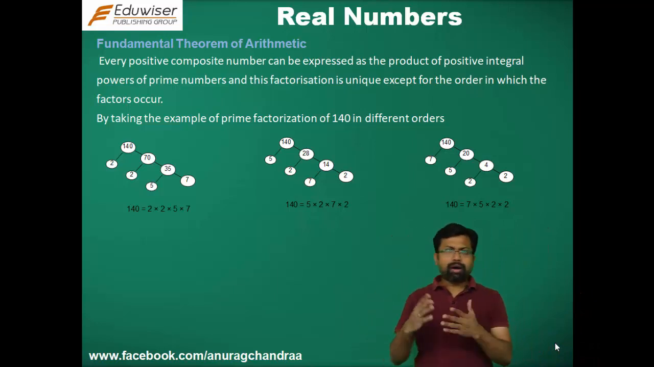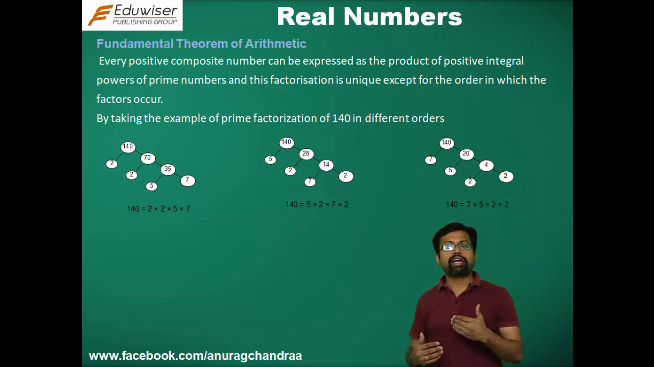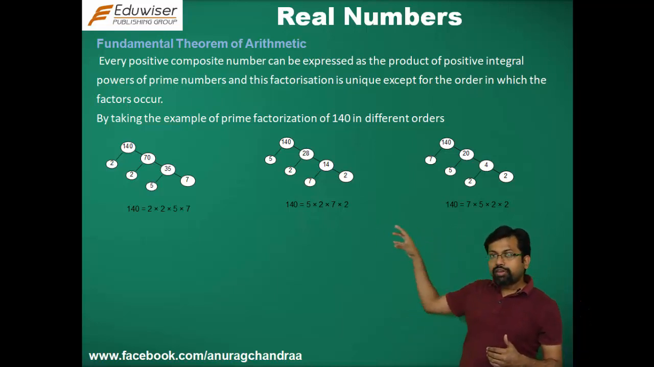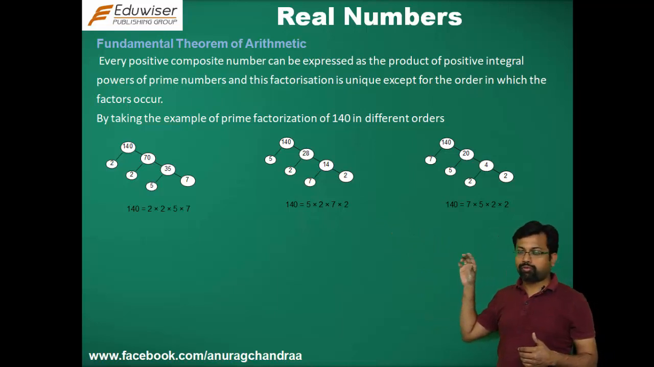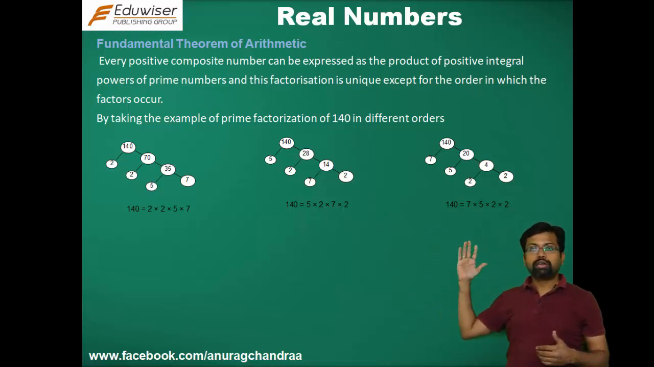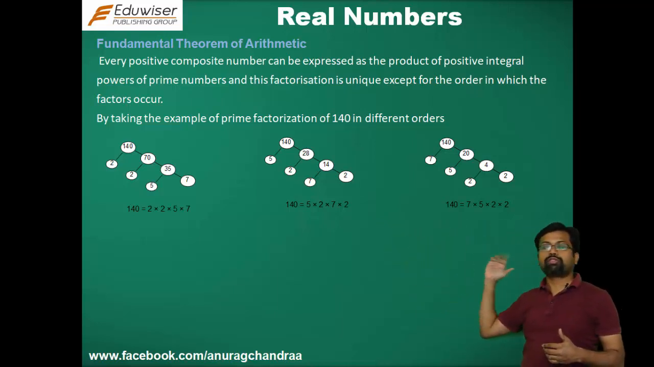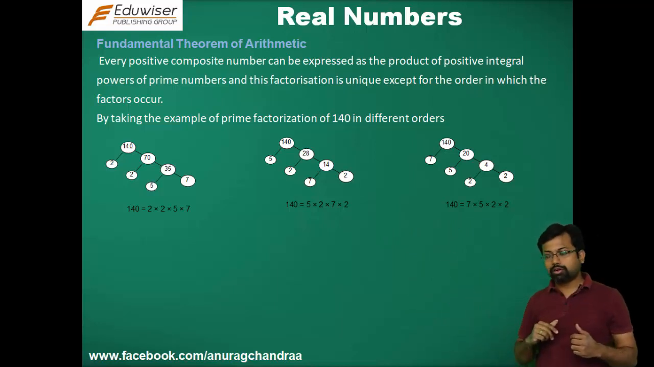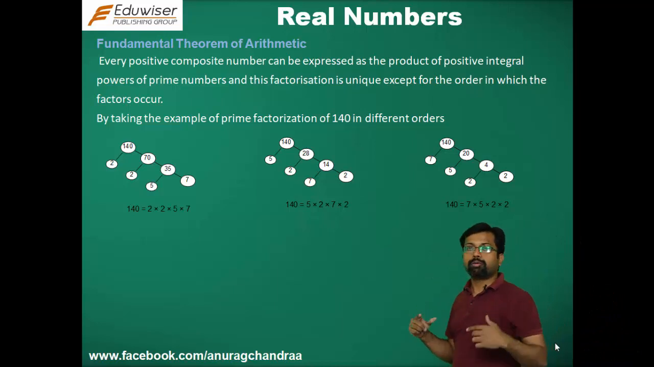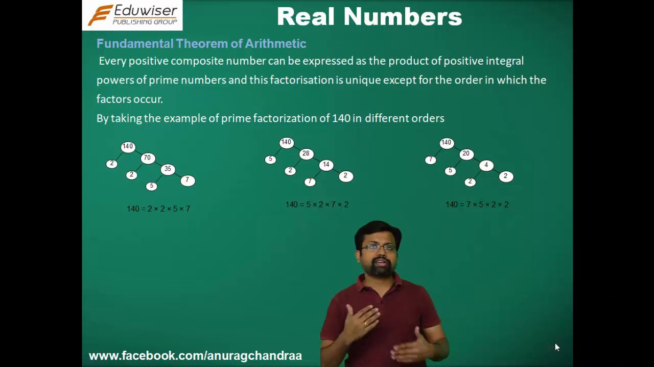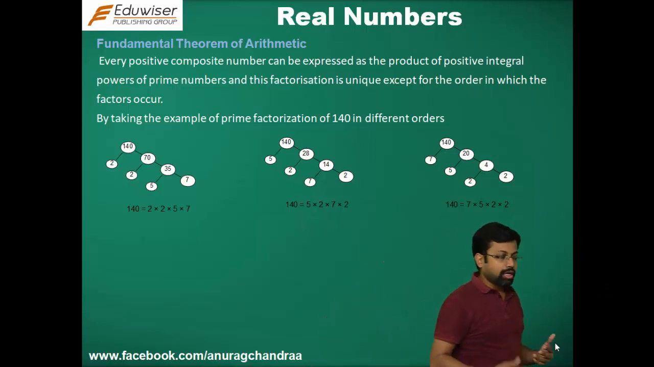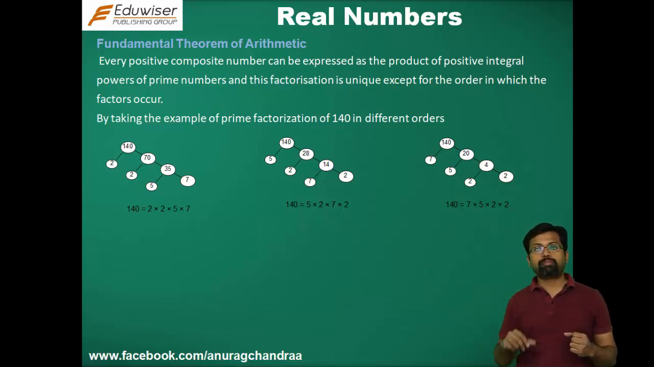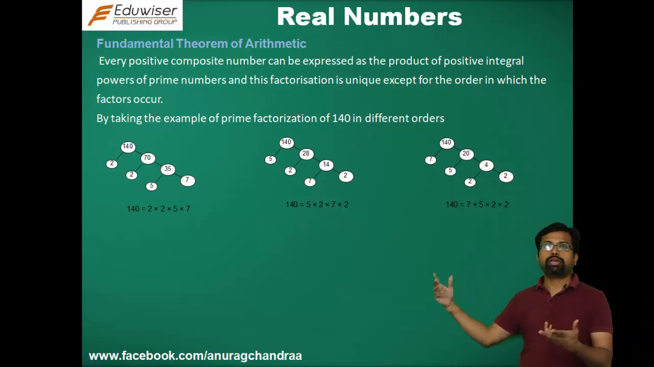So their powers can be different. So it's 2 square into 5 into 7. There are different ways in which you can write the factorization of this number 140. So there are different orders in which the factors 2, 5 and 7 are written. The fundamental theorem of arithmetic states that any composite number can be factorized into prime factors with a unique combination. So the prime factors would be unique, but the order in which you write them could be different.